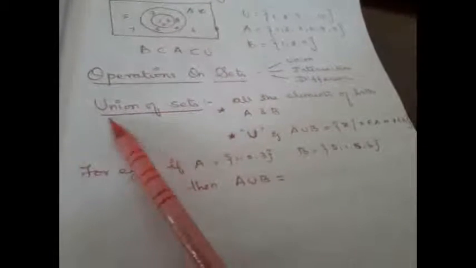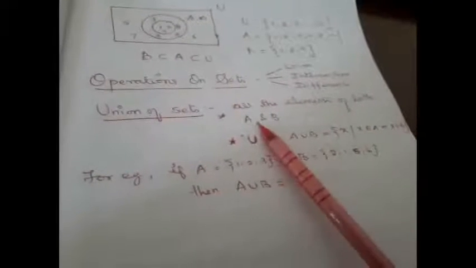From the name itself we can understand it's union. Union means combining all the elements. So when we find the union of two sets, it will consist of all the elements of both the sets A and B. For example, if you are going to find the union of set A and set B, then A union B will have all the elements which are available in set A as well as in set B. It is denoted by this symbol.